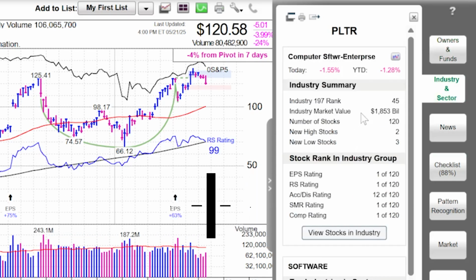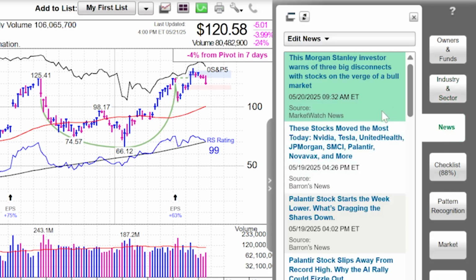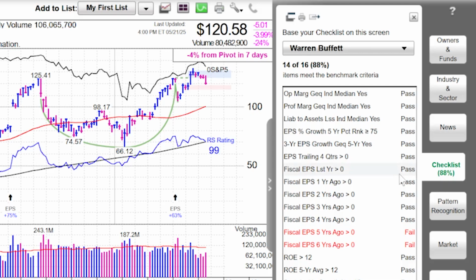We can also look at the performance of the sector. So again, out of the 197 industries that MarketSurge ranks, the computer software enterprise industry is 45th. We can look at the number of stocks in this industry, how many are hitting new highs and new lows, as well as look at rankings for things like EPS, relative strength, and more in this industry group. If you're interested, you can also quickly pull up news around Palantir. And what I really like is this checklist.